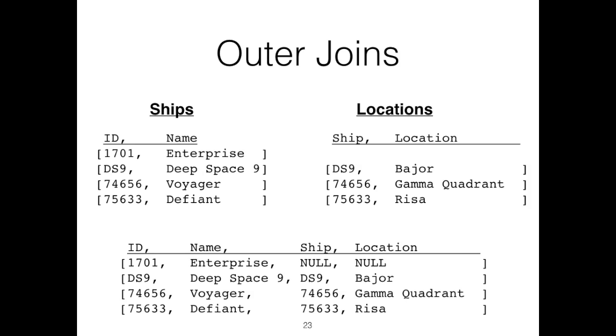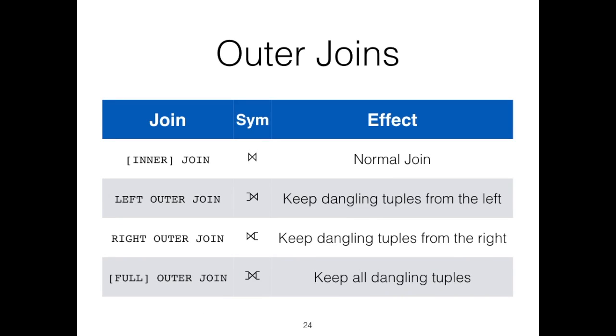We refer to them as dangling tuples. If I have a tuple that's in one relation but not the other, I'd still like it to appear in the join result. And this is what's called an outer join. So basically the idea is that what I normally refer to as a join is an inner join that behaves normally, and I have these three different types of outer joins. If a tuple is in one side but not the other, it'll still appear in the output.